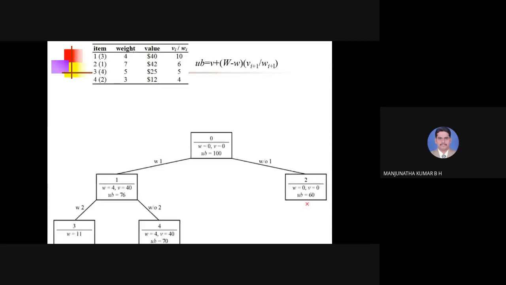I told you already, in the branch and bound technique, the problem is solved by constructing the state space tree. So here I'm going to construct the state space tree using this table. Use the recent table, don't use the original given table. Once you write the formula for upper bound calculation, the upper bound is calculated using the formula V plus (W minus w) into V(i+1) divided by W(i+1). You know the meaning of all these terms.